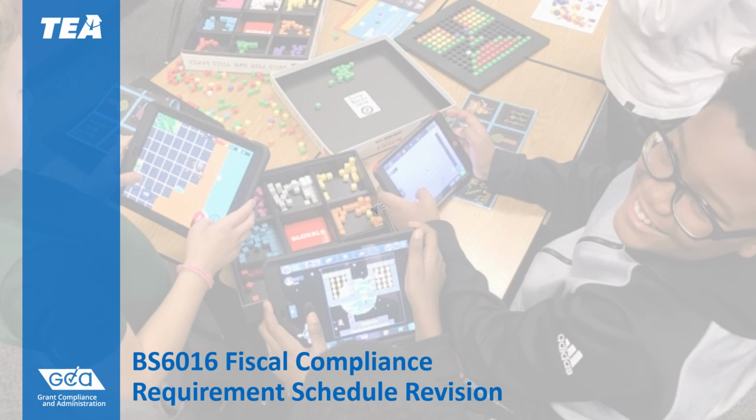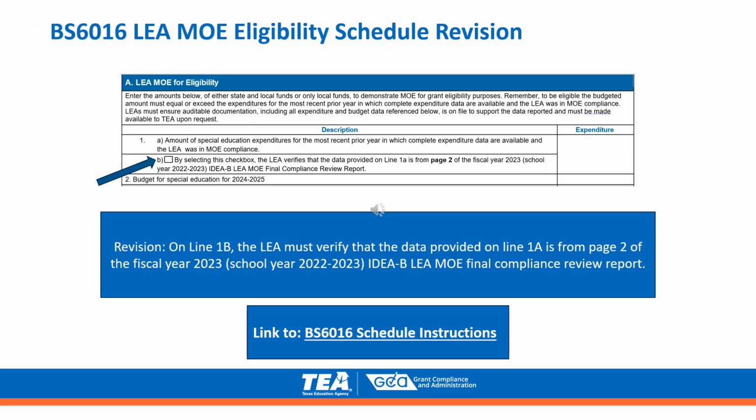Now let's take a look at the BS 6016 Fiscal Compliance Requirement Schedule revision. This schedule has been revised so that now it indicates line 1A, where you're reporting the expenditure amount for the most recent prior year, and line 1B, where you're selecting that the number that you're reporting in line 1A is coming directly from the second page of the most recent final compliance review report. In this case, it would be the 2022-2023 IDB LEA MOE final compliance review report.